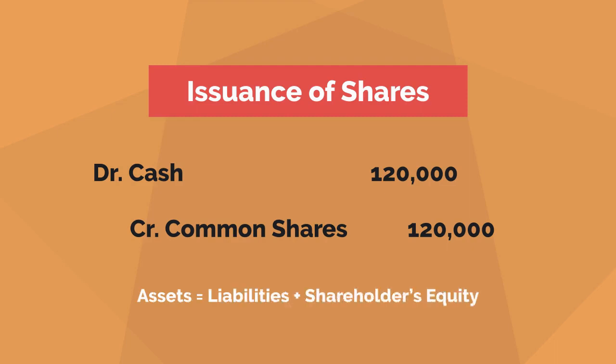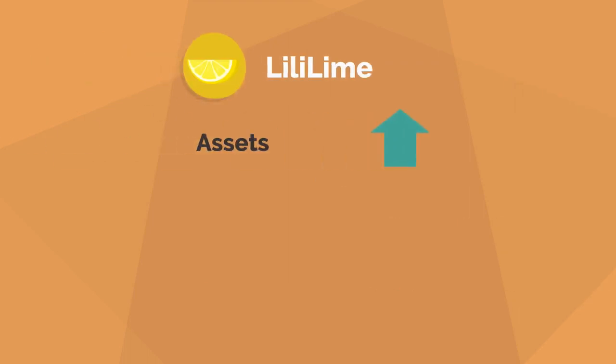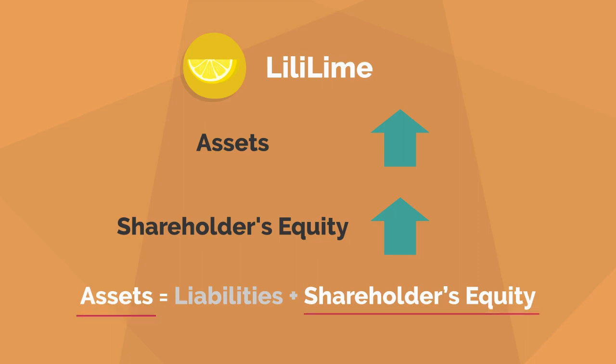Remember the basic accounting equation, which always holds true. In this case, Lily Lime's total assets have increased since they debited cash, and their shareholders' equity increased since they credited common shares. Because we have increased both sides of the accounting equation by the same dollar amount, we can see that the equation balances out properly.